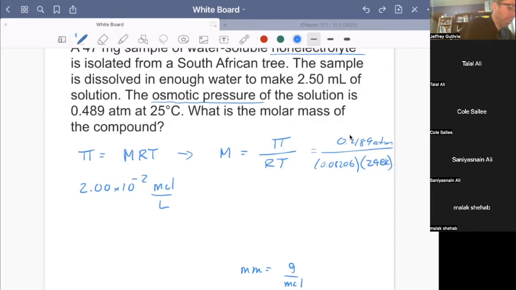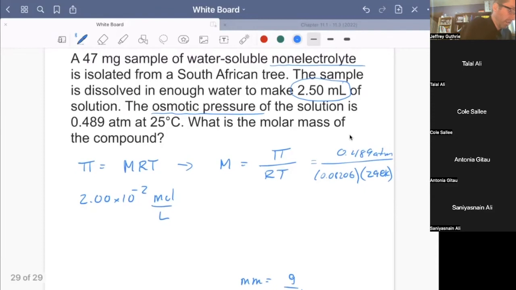Right, if we notice we have a volume in the question, right? So if we multiply it by 2.5 milliliters, one way we can do that, you can either move the decimal or you can replace the milli with times 10 to the minus 3, because that means the same thing. So 2.50 times 10 to the minus 3 liters. So now our liters cancel out. And then that's going to give us the moles of our non-electrolyte.